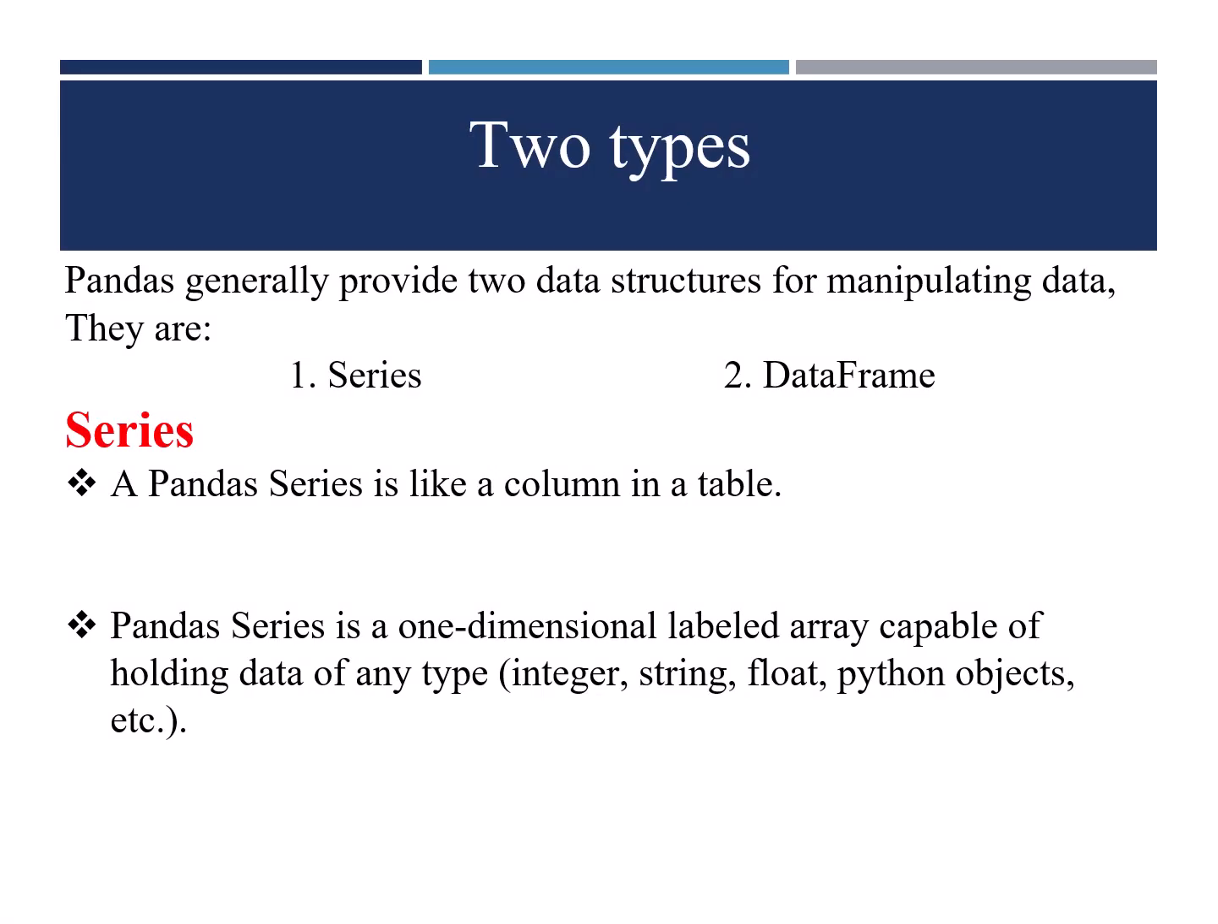Now in pandas, there are two different data structures. One is series and the other one is data frame. A series is just like a column in a particular table. A pandas series is a one dimensional labeled array capable of holding data where the data can be of different data types.